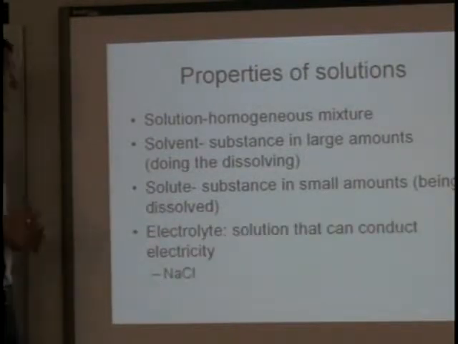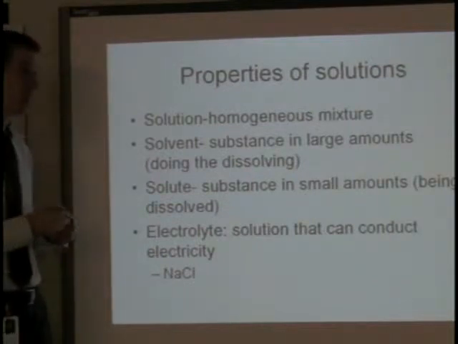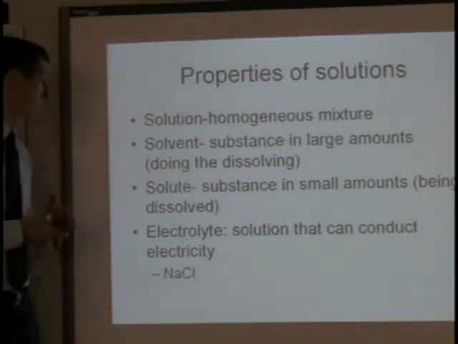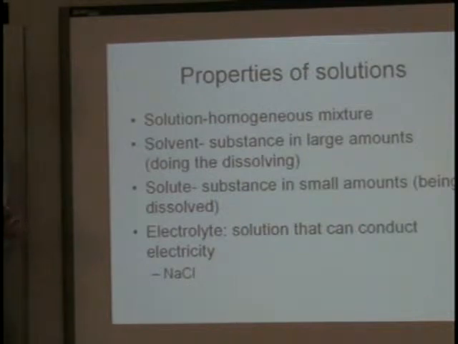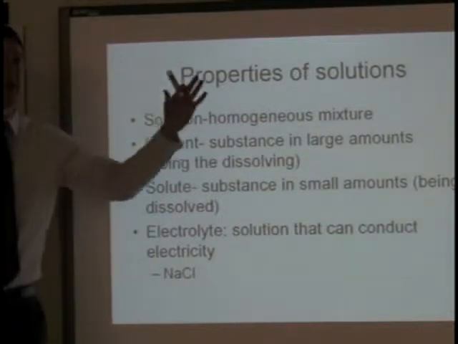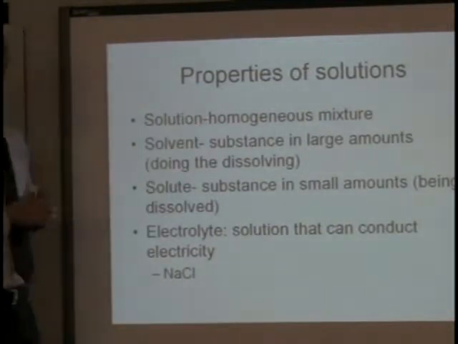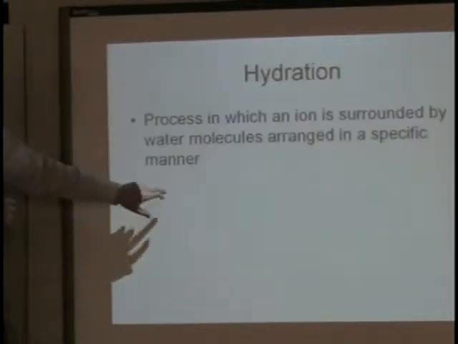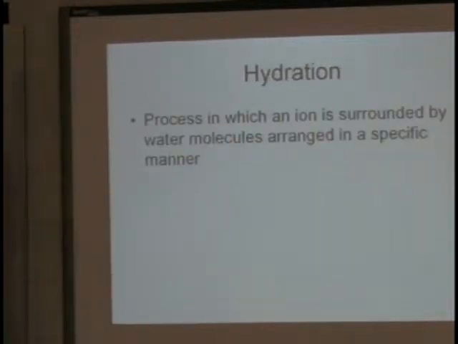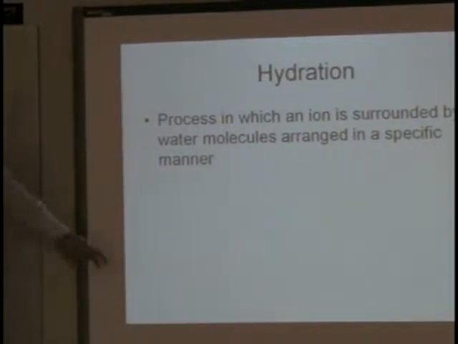An electrolyte is a solution that can conduct electricity. Ionic compounds are very good at this because they have ions floating around in solution. For example, if I put sodium chloride in water, I'd have Na plus and Cl minus floating around. That would be able to conduct electricity. Hydration is the process in which an ion is surrounded by water molecules arranged in a specific manner.